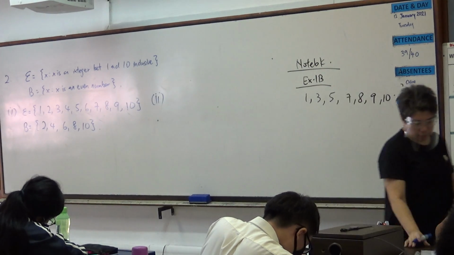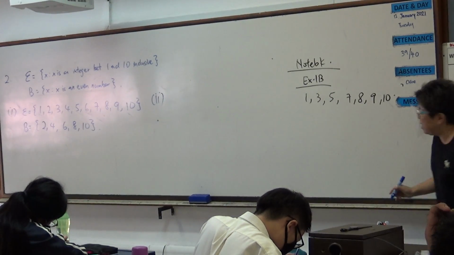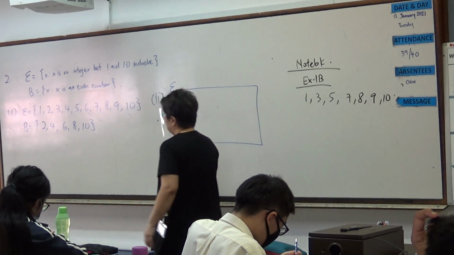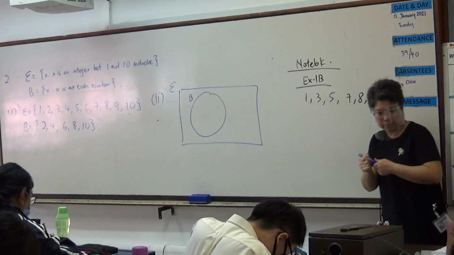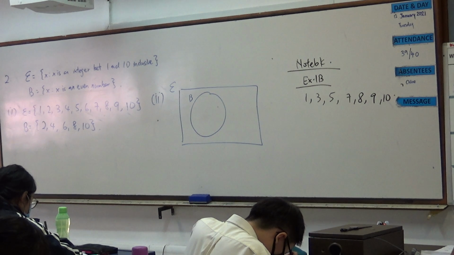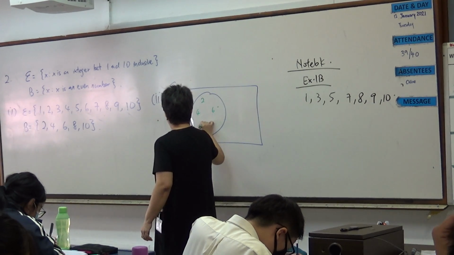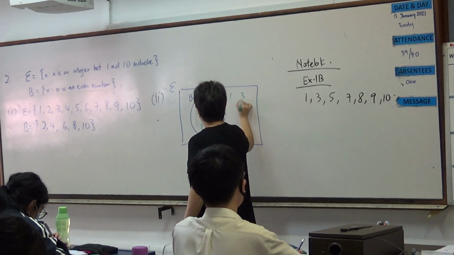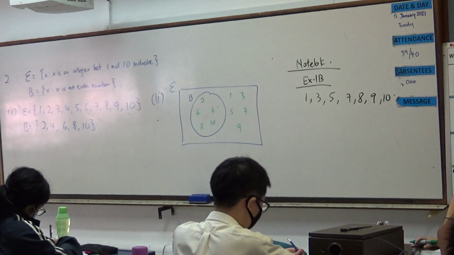What did they say? Draw a Venn diagram to represent the sets universal and B. Draw a rectangle. This is universal. This is B. I'll have 2, 4, 6, 8, 10. And I know what is outside: 1, 3, 5, 7, and 9. So this should be the completed Venn diagram.